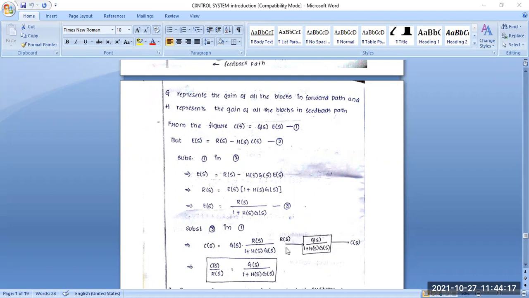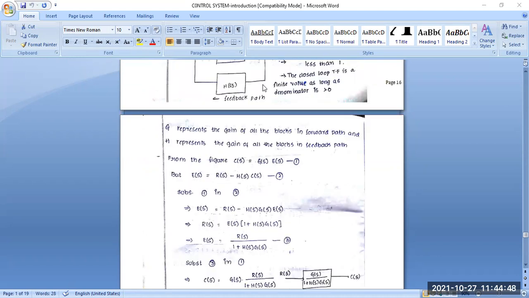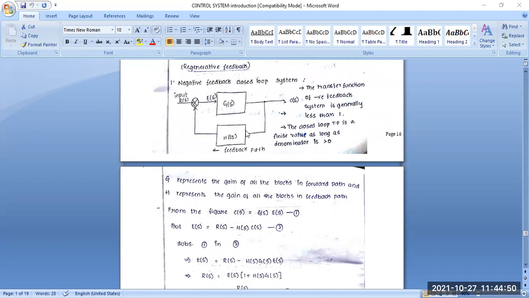So we conclude that C(s), the output, divided by R(s), the input, is output by input. It is the ratio between the output variable and the input variable. This is called the transfer function ratio, TFR. Clear? So this equals G(s) by 1 plus G(s)H(s). This is basically the transfer function of the given diagram.